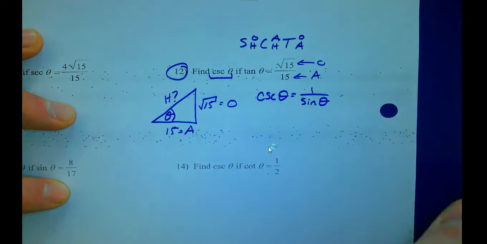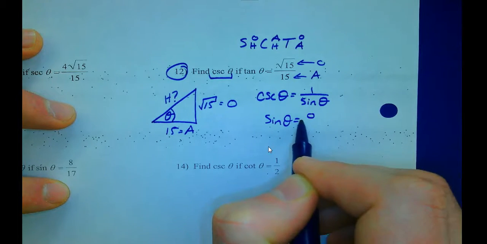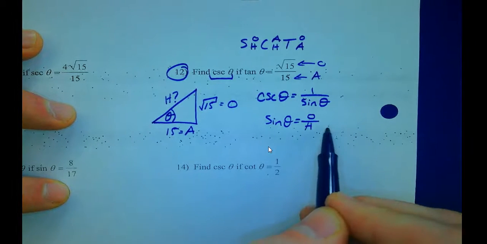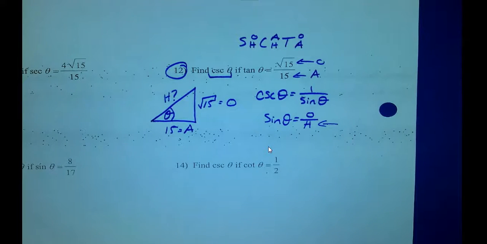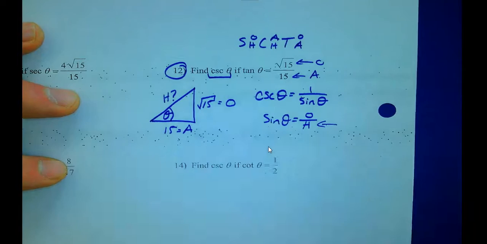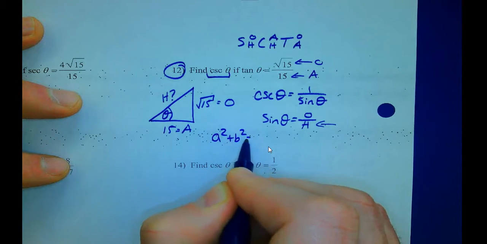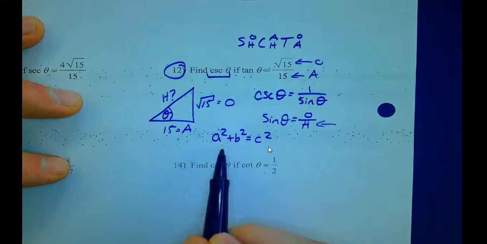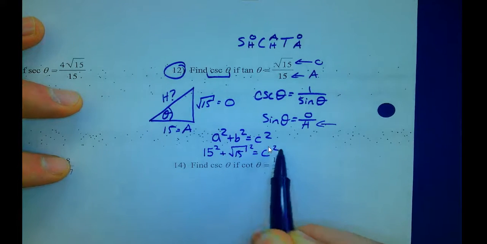Why does it matter? Well, if we're looking for cosecant, we know that cosecant of theta is 1 over sine of theta, and we know that sine of theta is the opposite over the hypotenuse, and therefore we do need the hypotenuse. So let's go ahead and use the Pythagorean theorem to find the hypotenuse, then we can find sine, which will help us find cosecant. So a squared plus b squared equals c squared. A is 15, b is the square root of 15, and then we don't know what c is.